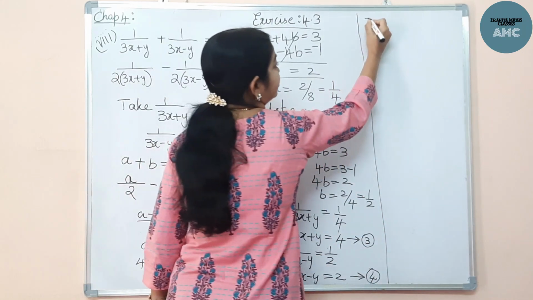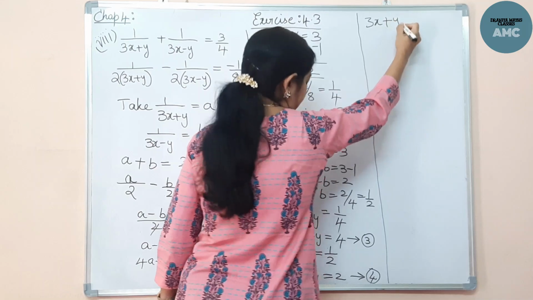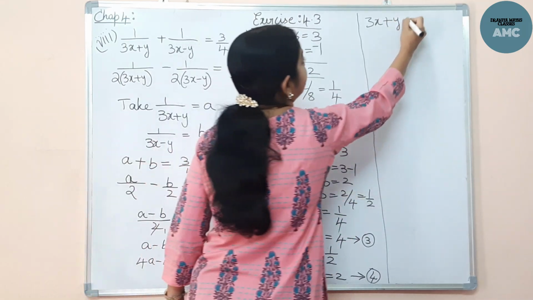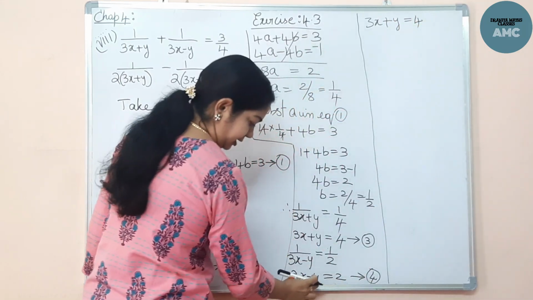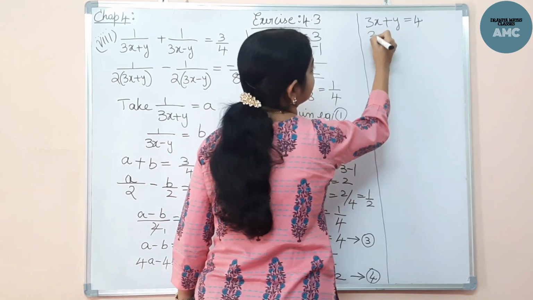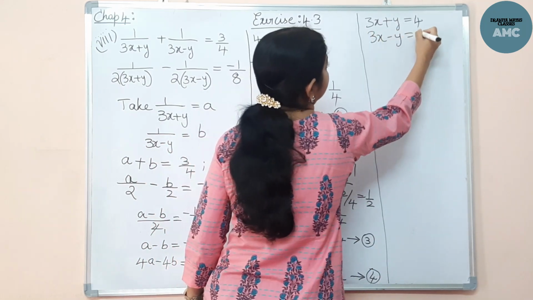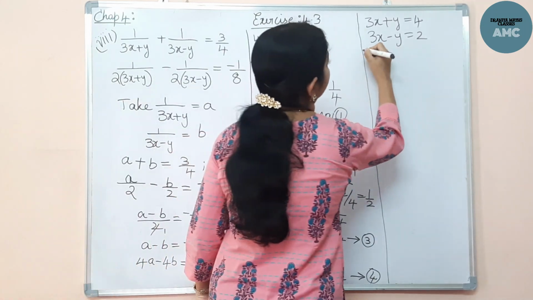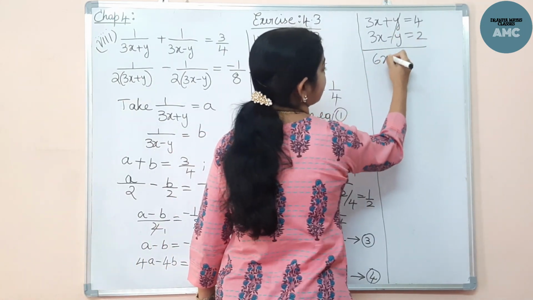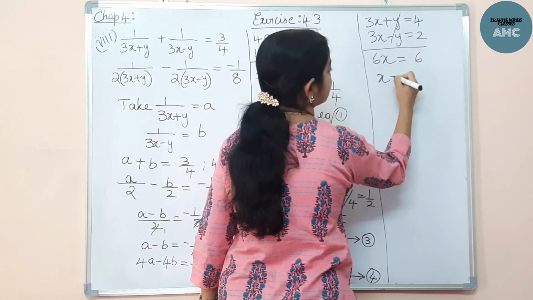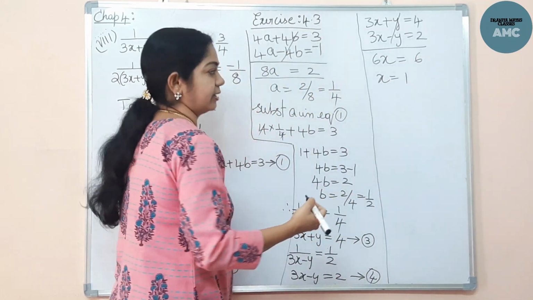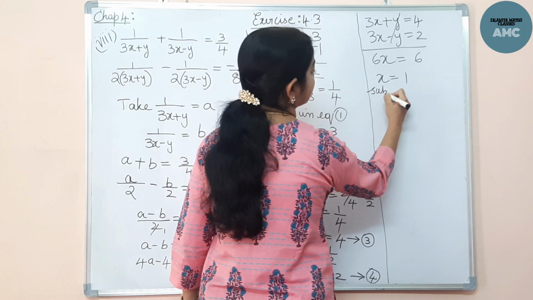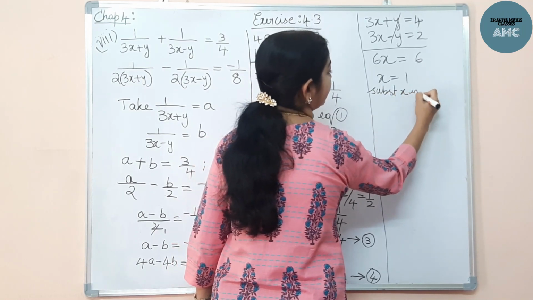Now 3x plus y equals to 4 and 3x minus y equals to 2. So these are equations 3 and 4. Okay. Now here you can cancel. 6x is equal to 6, x is equal to 6 by 6, 1. Now substitute x in equation 3.